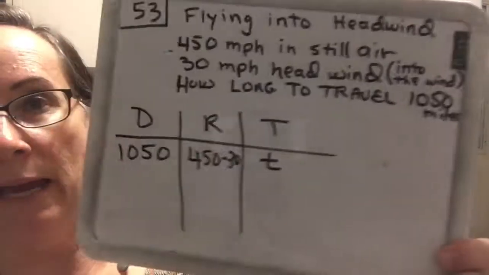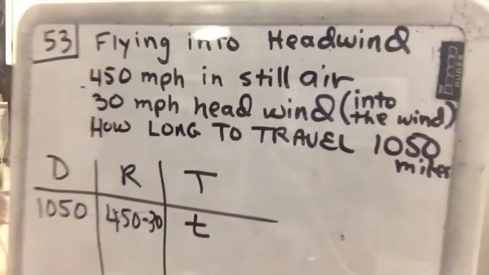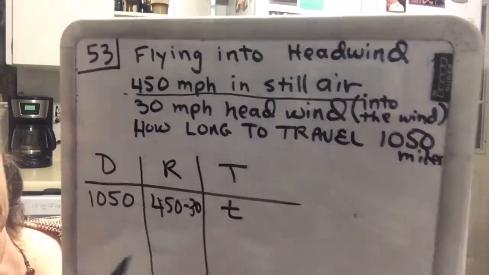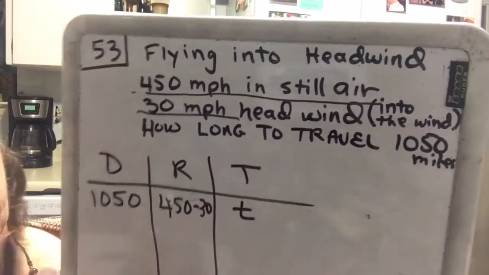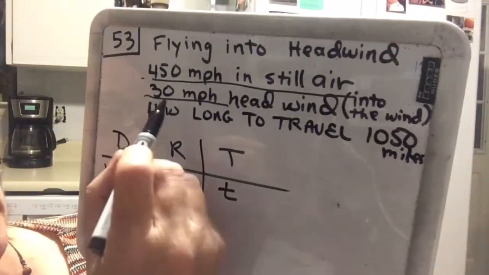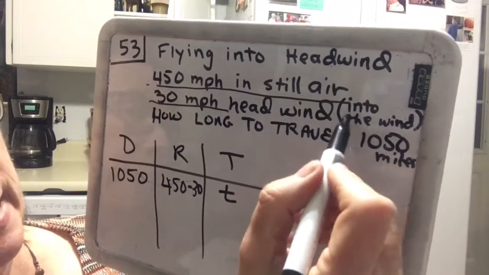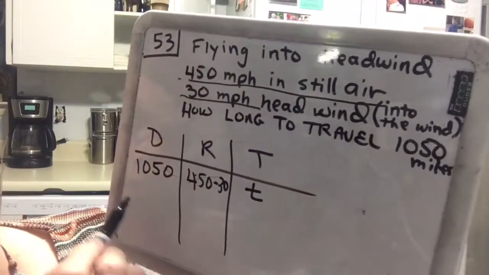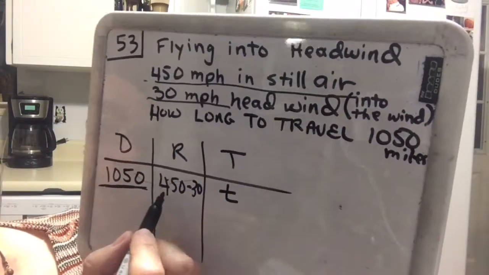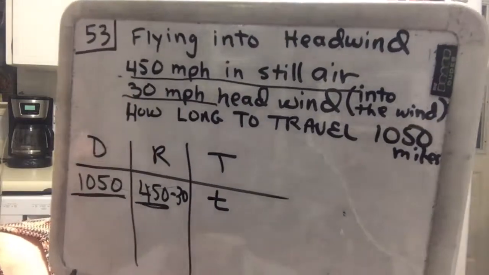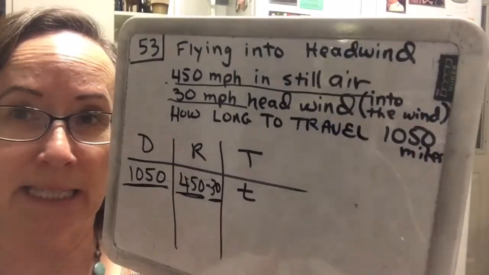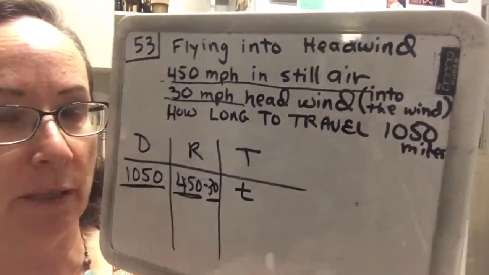Okay, so now we're with 53. We have an airplane flying into a headwind, and the plane is going at 450 miles an hour in still air, and 30 miles per hour is hitting it in the nose. So it's got a 30 mile per hour headwind. It's flying into the wind, or against the wind. So how long to travel 1,050 miles? So I put my distance right here. I put my rate, which is going to be the still air, 450, take away the speed of the wind, which is decreasing the speed of the plane.